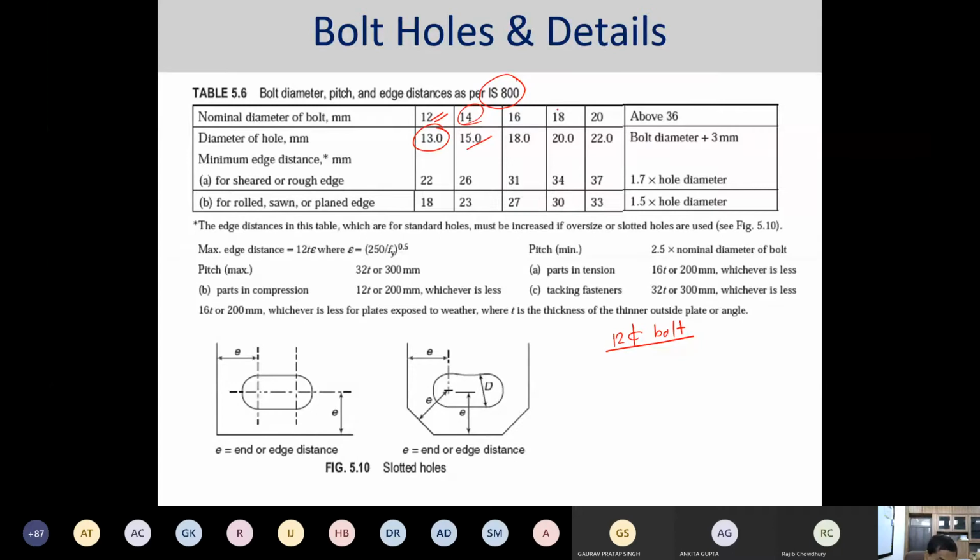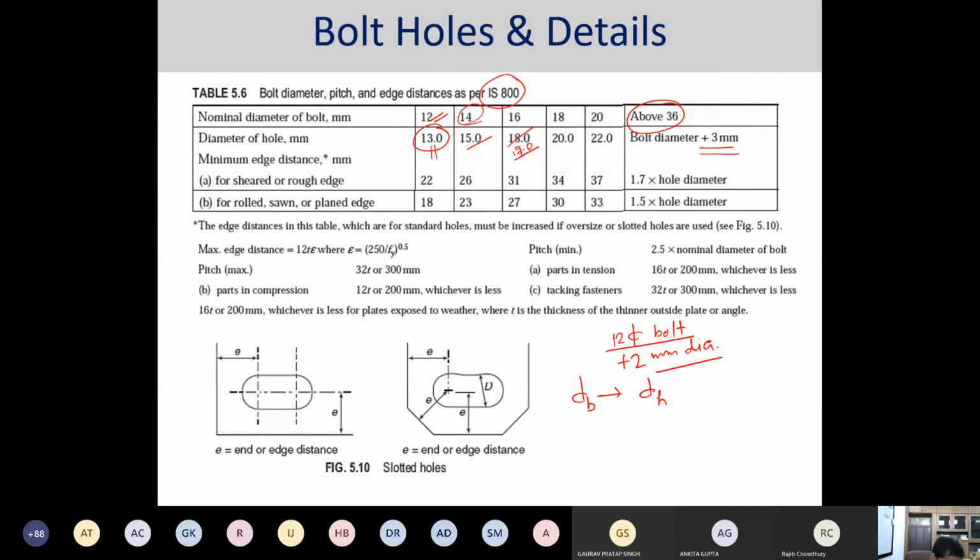Beyond 14 mm or 16 mm, sometimes 16 mm also they go with a 17 mm hole, but typically they go +2 mm diameter for the hole diameter. And above 36 mm dia, you obviously go with +3 mm dia for the hole. The notation is: this is the bolt diameter dB, and sometimes people say DH, where H stands for the diameter of the hole.